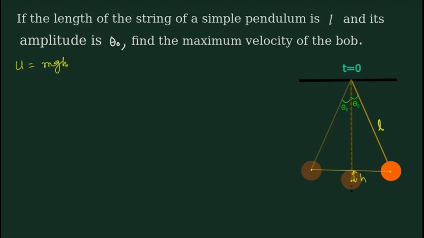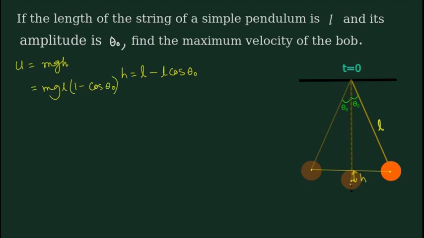Now h can be expressed in terms of the length of the string and the amplitude theta naught as h equal to the length of the string L minus L cosine theta naught, because this part is L cosine theta naught. So h will be L minus L cosine theta naught. So the maximum potential energy is mgL into 1 minus cosine of theta naught.